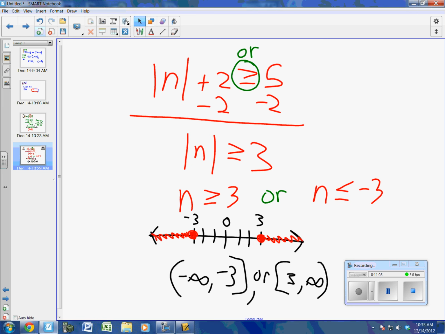Isn't this the same thing we've been doing? Just a little twist to it. The twist is we combined absolute value equations with compound inequalities. That's the twist. Okay? How many of you think you're ready for it? Okay, and the rest of you are going to finish up.